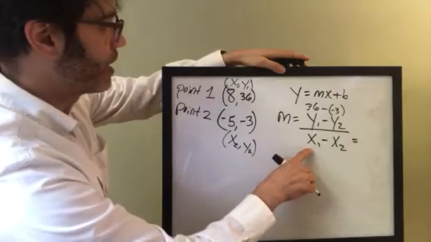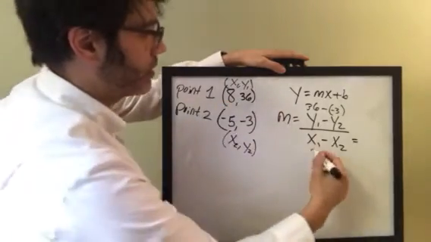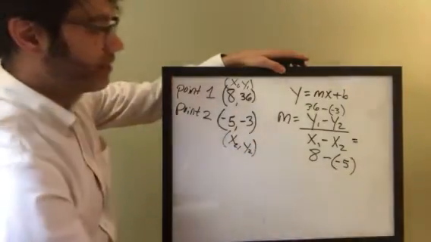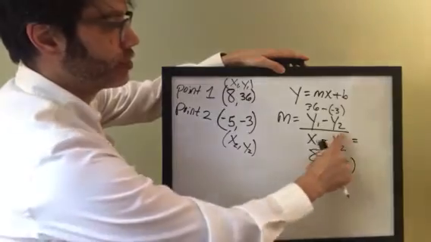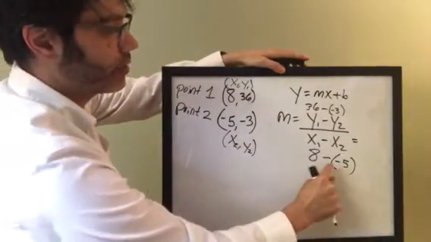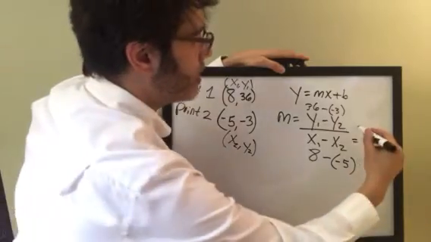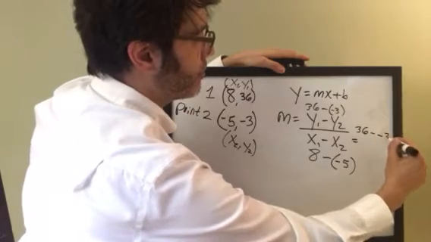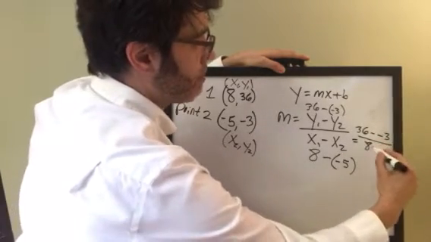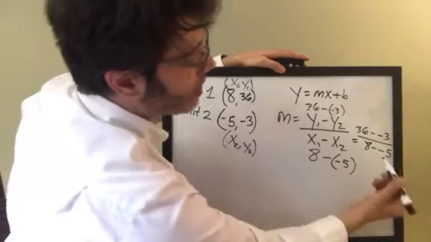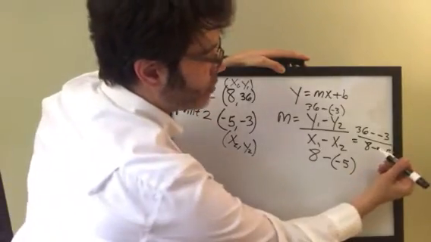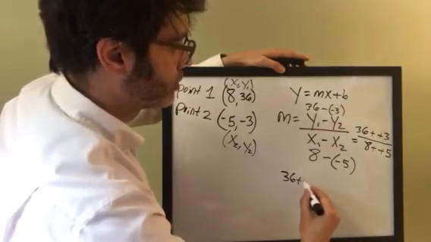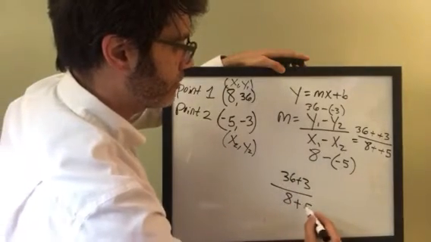Now here on the bottom, we have x1, which is 8, minus x2. Again, x2 itself is negative. So it's x1 minus x2, but x2 is negative 5. So it's minus negative 5. Okay, so here we have 36 minus negative 3 over 8 minus negative 5. When you have 2 subtraction signs right next to each other, they become addition signs, all right? So it's really 36 plus 3 over 8 plus 5.